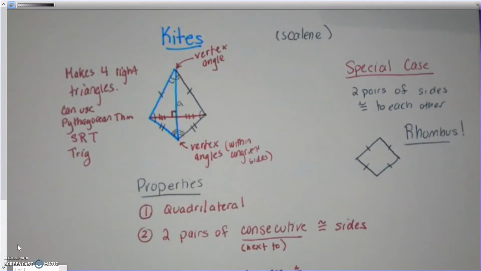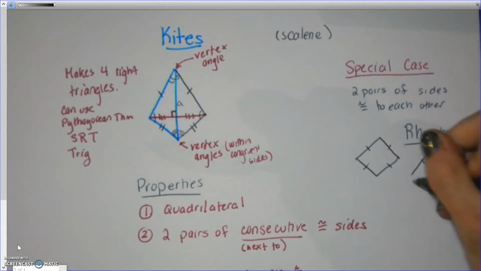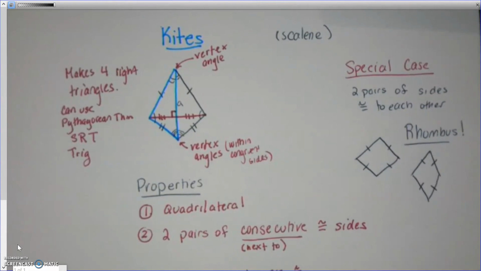So for some mathematicians, they consider a rhombus to also be a special type of kite, in the same way that it is a special type of parallelogram. Now, this also could be a square if these were right angles. To make it clear, I could draw it like this. And that is definitely not a square, but it is a rhombus. So that is our special case of kites.